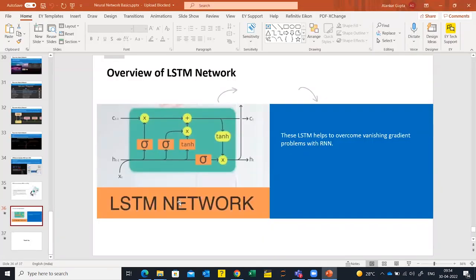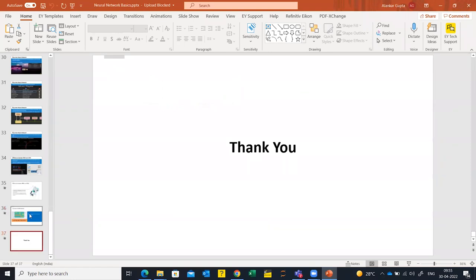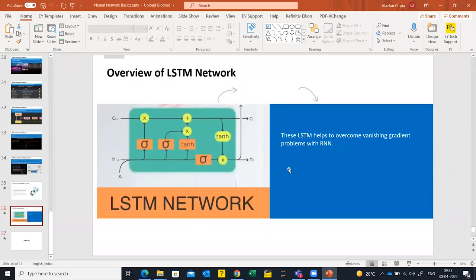So whenever you have a long chain of neurons, if you understand each of these human beings as neurons, they're actually passing on the signal from one place to another, right? So you say that this information is getting vanished, right? And this is called the vanishing gradient problem. Your information might get vanished. So this is the problem with RNN, but we overcome this problem using LSTM. Okay, we'll see what LSTM is in the subsequent section.